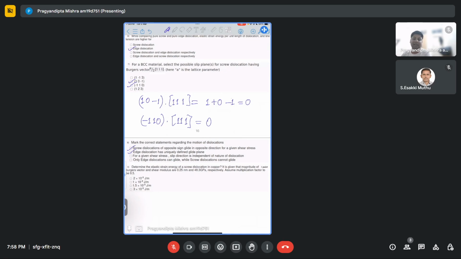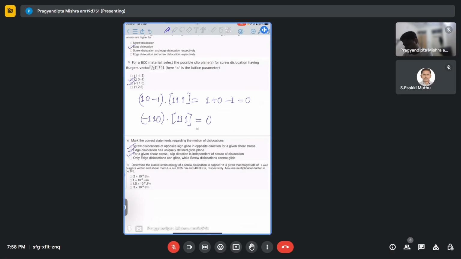For a given shear stress, slip direction is independent of the nature of the dislocation. That is correct. Slip direction will not be dependent on the nature of the dislocation. It will be dependent on other things, on which direction the Burgers vector is pointing towards. And only edge dislocation can glide while screw dislocations cannot glide. That is wrong. Both of the dislocations can glide.